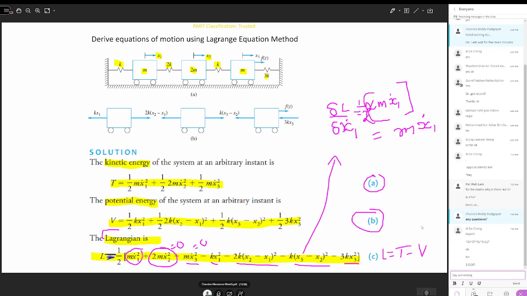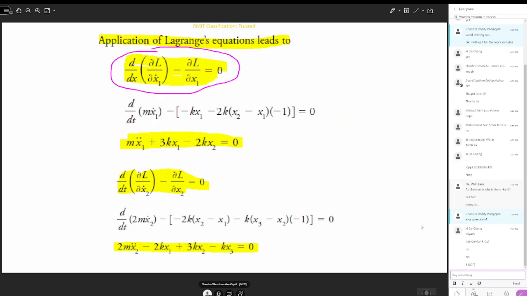Okay, so only the first term you can take the partial derivative with respect to x1 dot. So that is what you can see here. This term will give you the partial derivative of L with respect to x1 dot, we'll only get m into x1 dot. Minus the partial derivative of L with x1. So I'll go back again here, this expression.